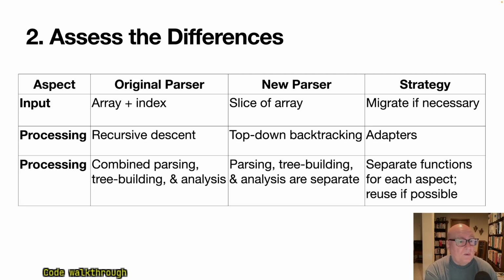All right, more on processing. In the original parser, we combined parsing, tree building, and analysis. So we had that loop, and in the loop we were capturing results and putting them together into a tree and all that stuff. In the combinator approach, parsing is its own thing. Tree building, you pipe to a function that does it. Analysis, same thing, pipe to a function. Now, one thing that may happen, we could find that our original parser might benefit from that approach of separating out the tree building and analysis.